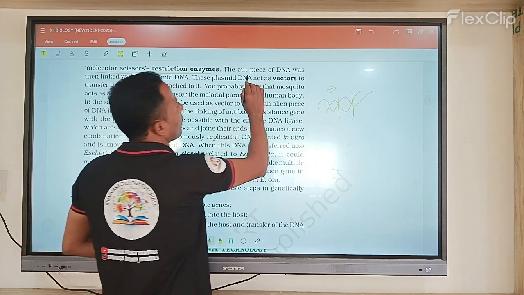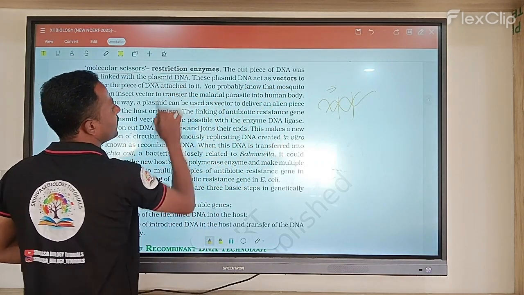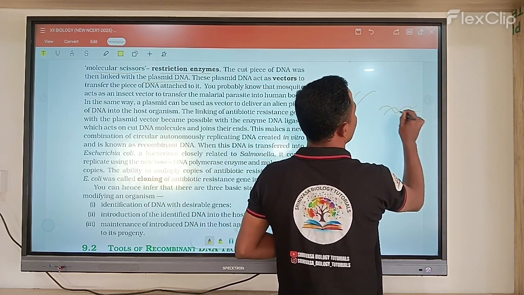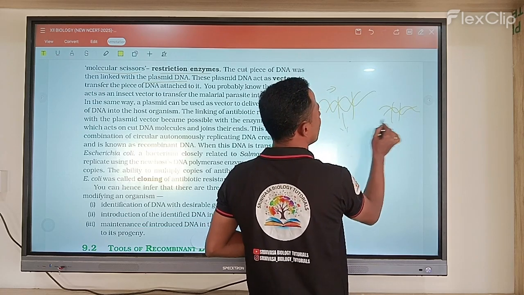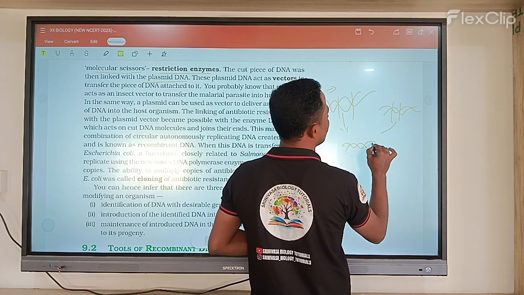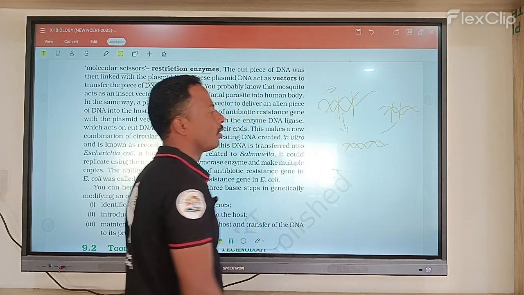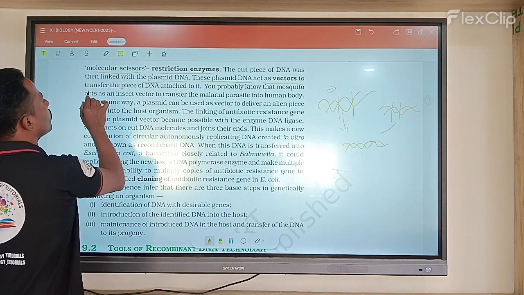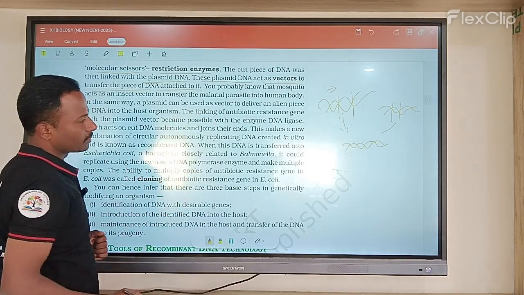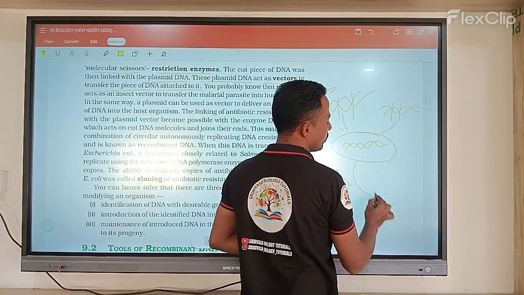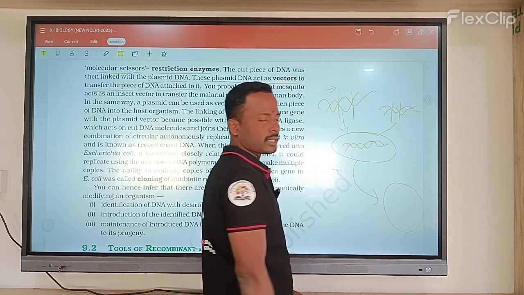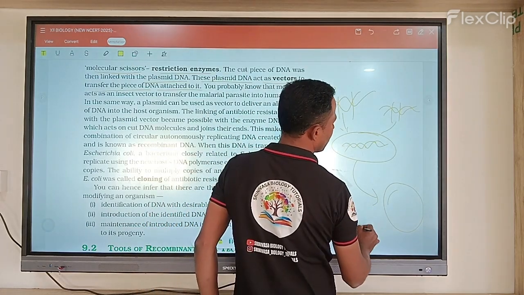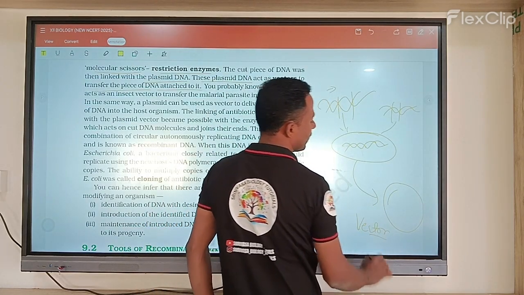The cut piece of DNA is linked with the plasmid DNA. For example, when we cut one DNA and another DNA and join the pieces, we develop a new DNA fragment. This plasmid DNA acts as a vector to transfer the attached piece of DNA, so that it can easily be transferred into any other host organism. Here it acts as a vector.